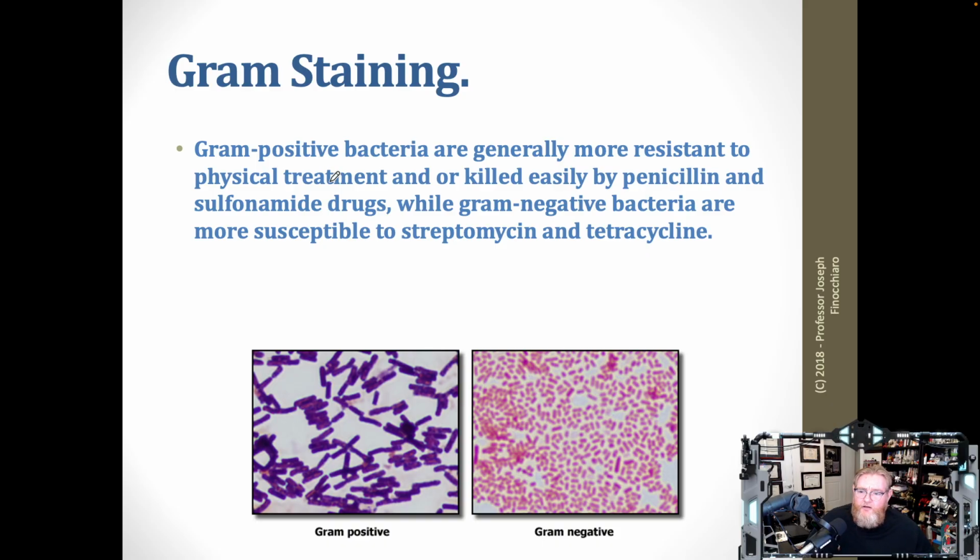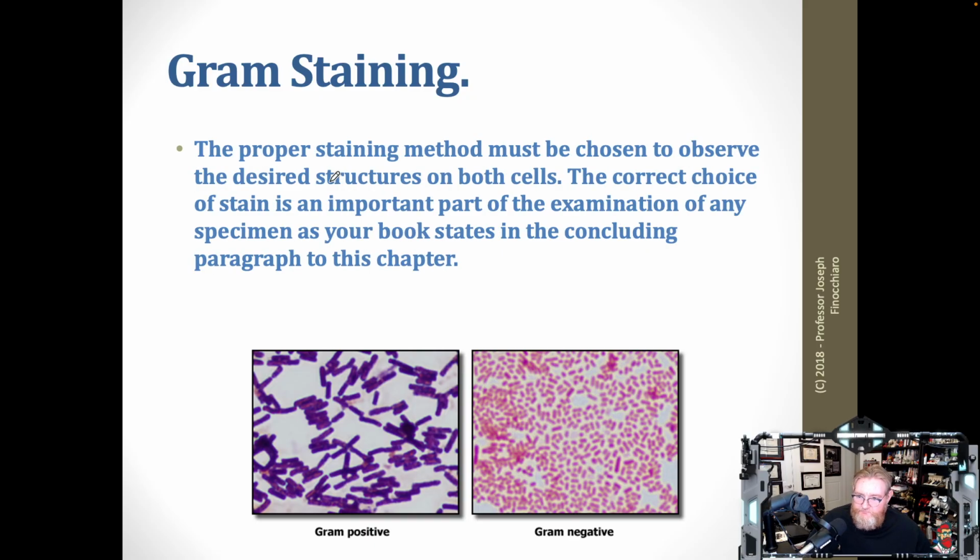Gram-positive bacteria are generally more resistant to physical treatments and are killed easily by penicillin and sulfonamide drugs, while gram-negative bacteria are more susceptible to streptomycin and tetracycline. The proper staining method must be chosen to observe the desired structures on both cells. The correct choice of stain is an important part of the examination of any specimen, as your book states in the concluding paragraph to this chapter.